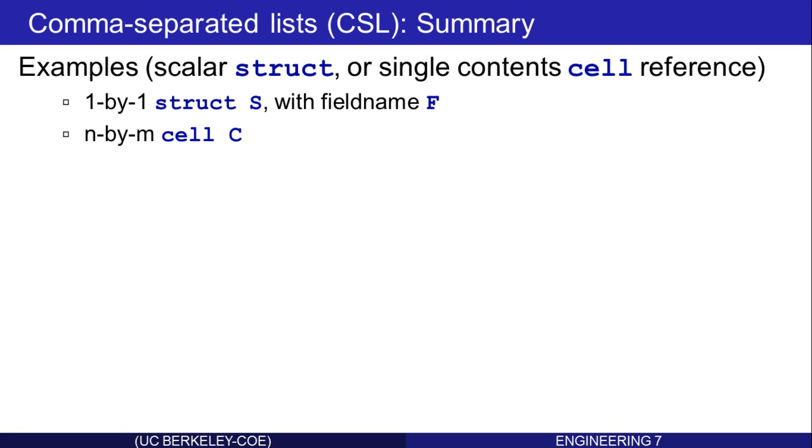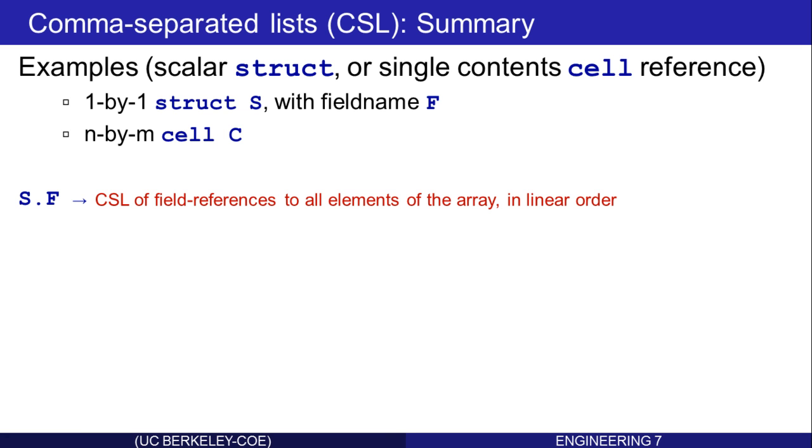Let's start where we just finished with a scalar struct or a single contents cell reference. S will be a 1x1 struct with field name F, and C an n by m cell. The field reference to s.f is in general a comma-separated list of field references to all elements of the array in linear order. But there's only one element of the array, so this is s1.f.